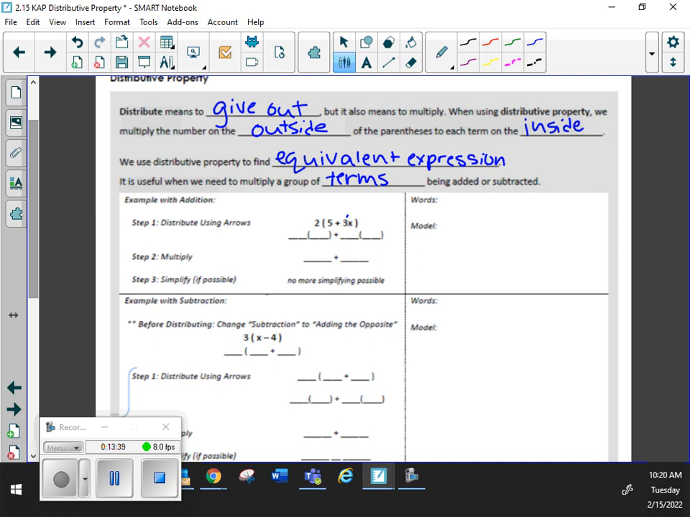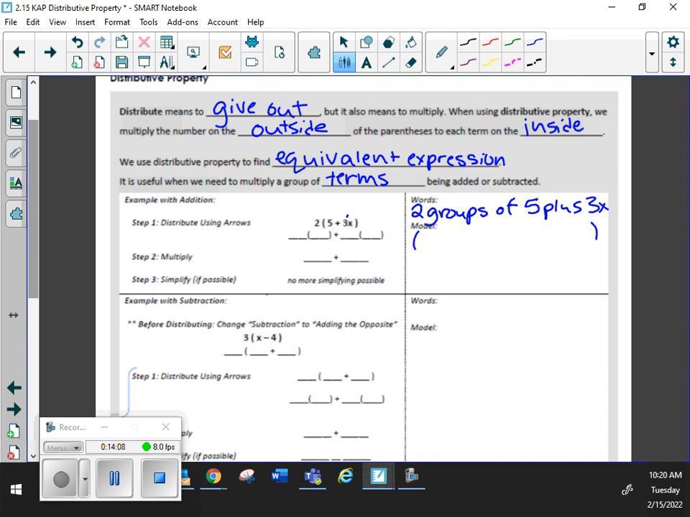Okay? So again, the way I like to think of it is 2 groups of 5 plus 3x. I'm going to show you how you would model with algebra tiles. First I'm going to start with the groups. I'm going to look at one group of 5 plus 3x.